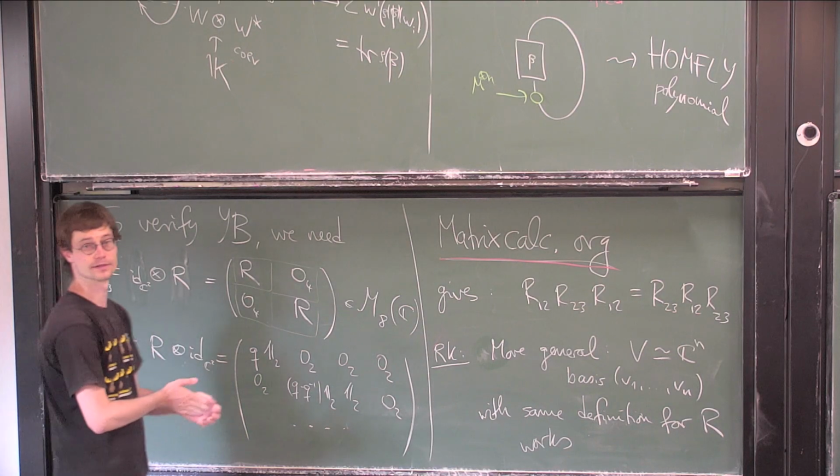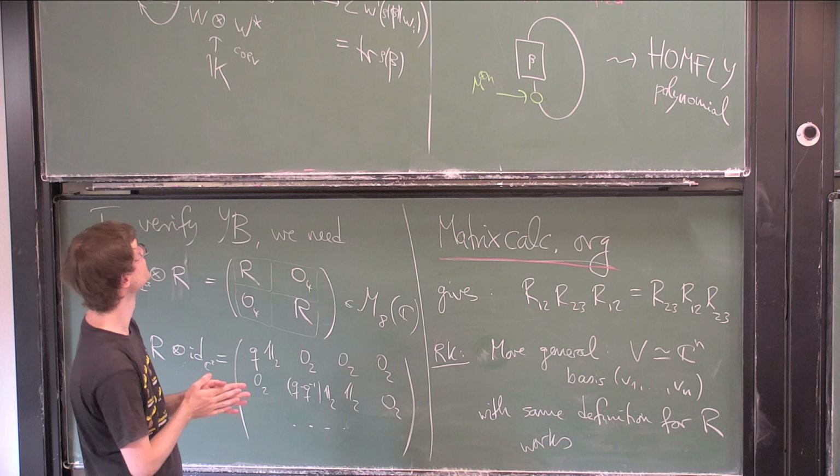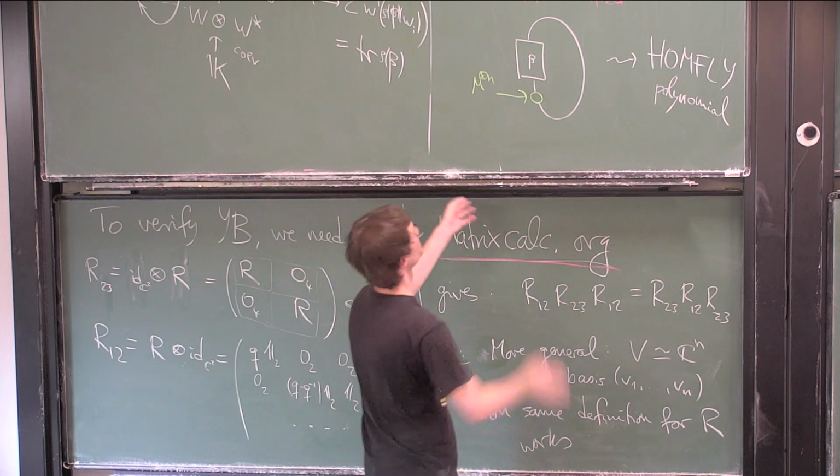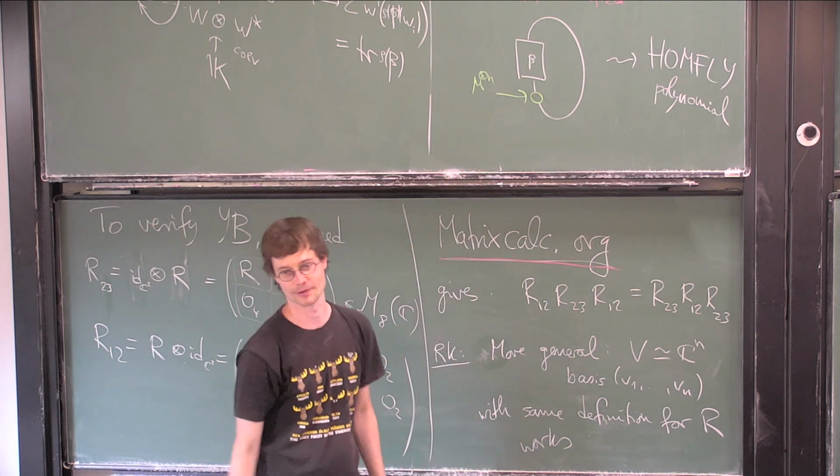So shouldn't there be a rho in there? Trace of rho of beta. Yeah, sure. There should be rhos everywhere.